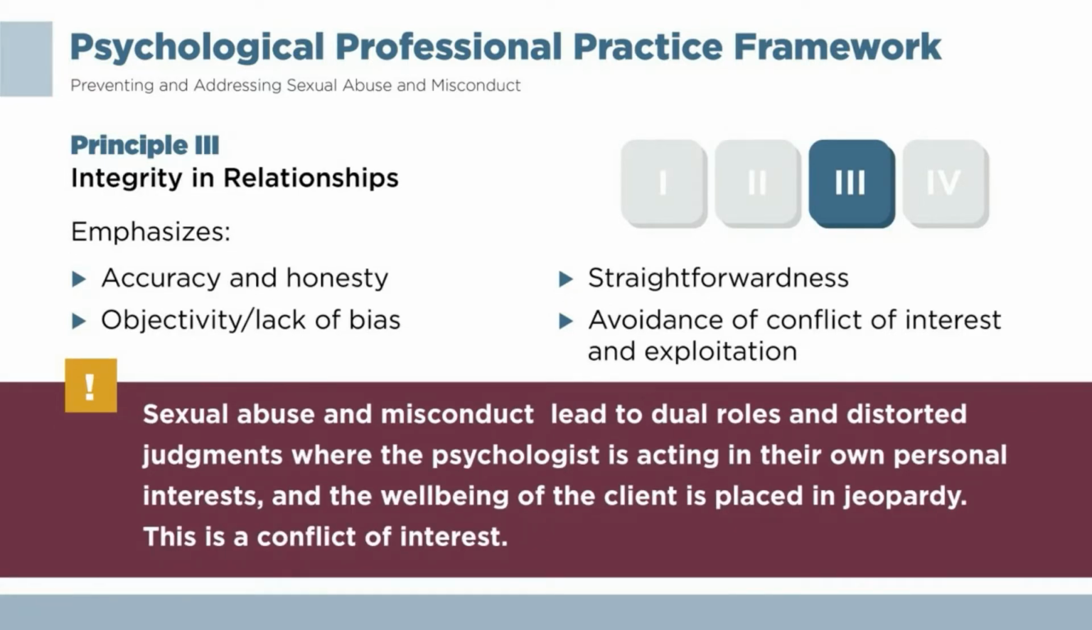Principle 3. Integrity in relationships. Psychologists are expected to demonstrate the highest integrity in all of their relationships. This principle emphasizes accuracy and honesty, objectivity, lack of bias, straightforwardness, and lastly, avoidance of conflict of interest and exploitation. In ethical decision-making, this principle is generally given third highest weighting when ethical principles are in conflict. Sexual abuse and misconduct lead to dual roles and distorted judgments, where the psychologist is acting in their own personal interest and the well-being of the client is placed in jeopardy. This is a conflict of interest.